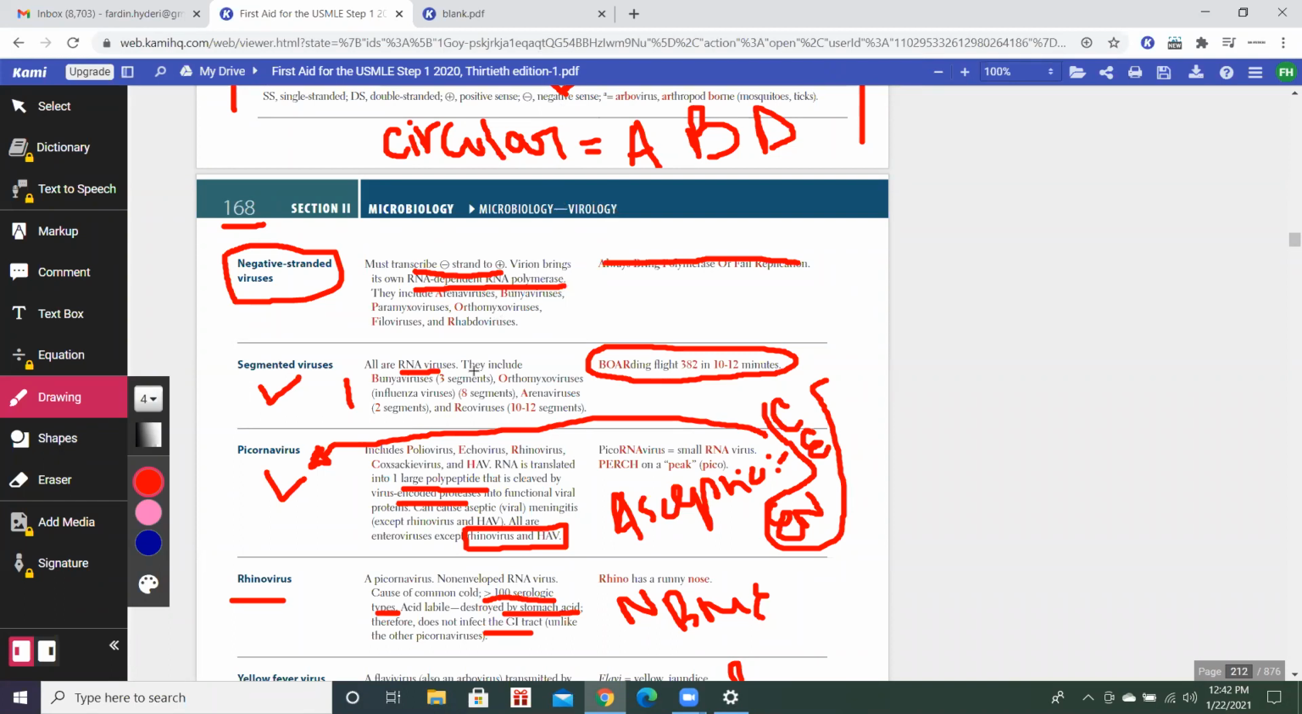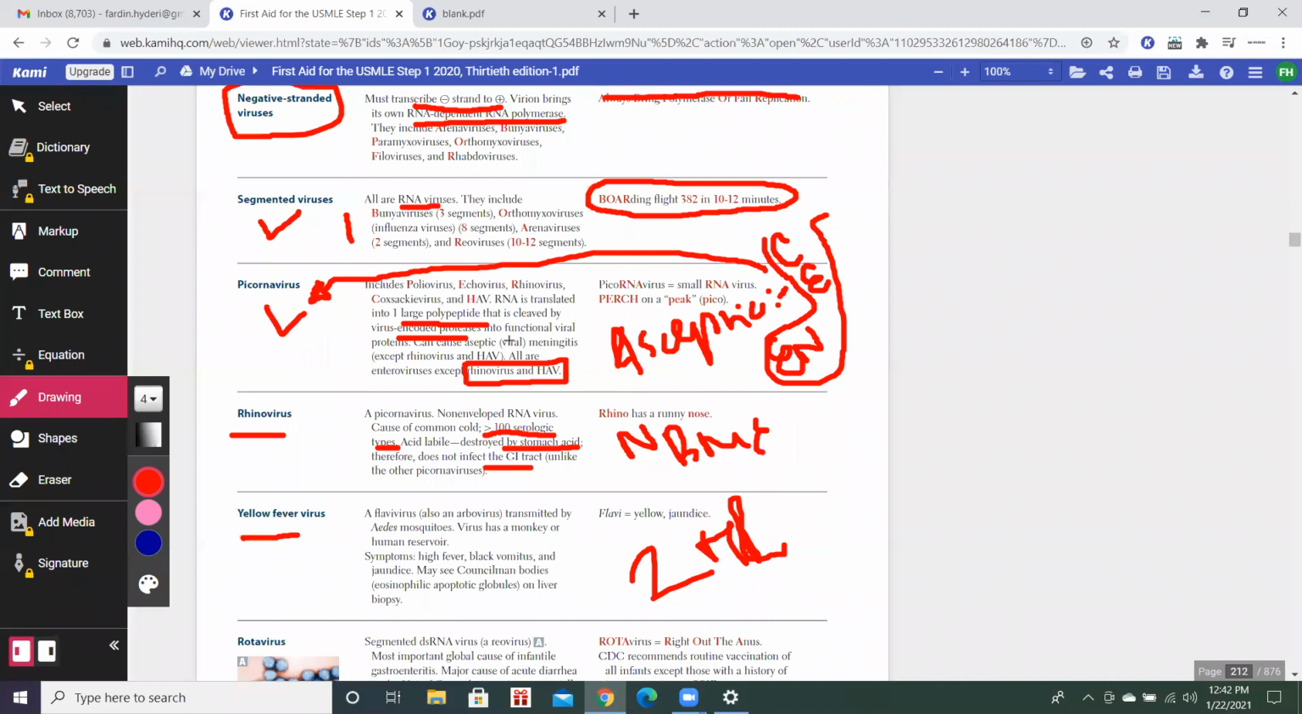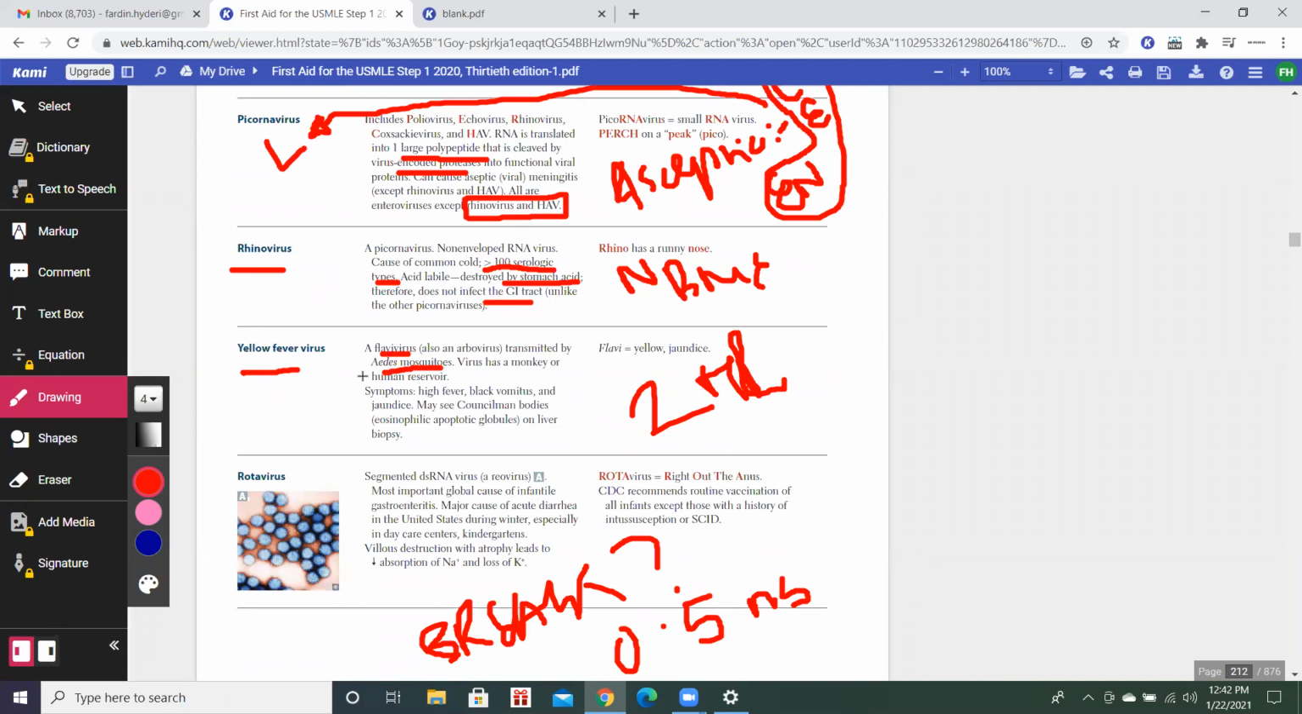Okay, so high density Zika West. With that, we have hepatitis C, yellow fever, dengue, St. Louis encephalitis, then Zika and West Nile encephalitis. So yellow fever is a flavivirus that is transmitted by the Aedes mosquito. The virus has a monkey or human reservoir. The symptoms are high fever, black vomiting, and jaundice. They may see Councilman bodies.